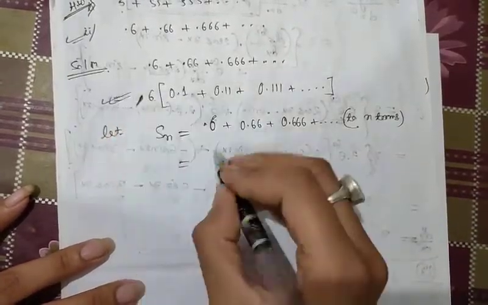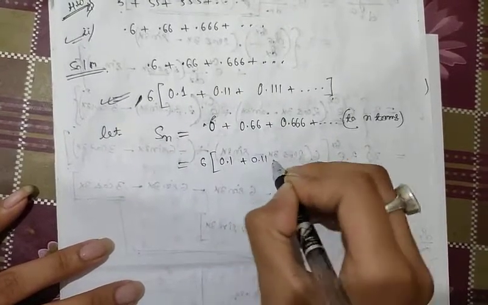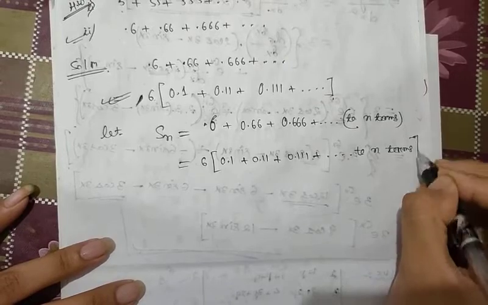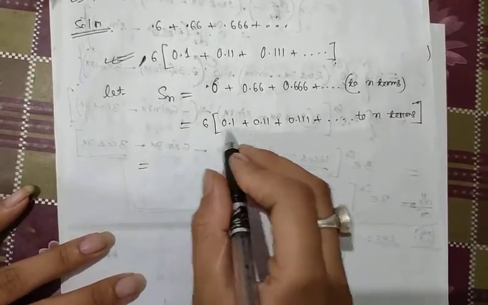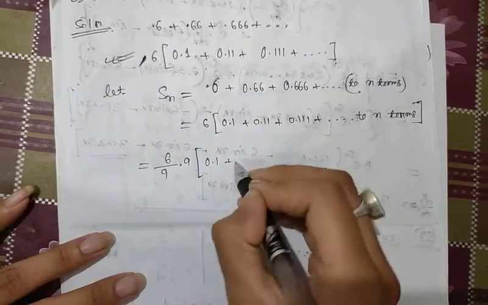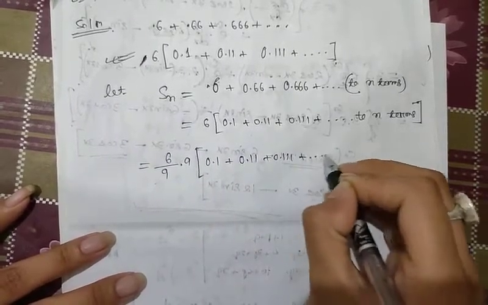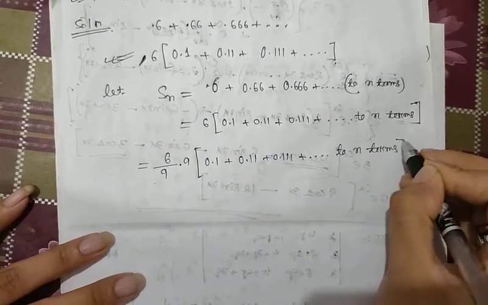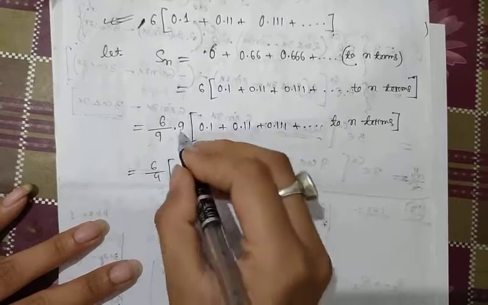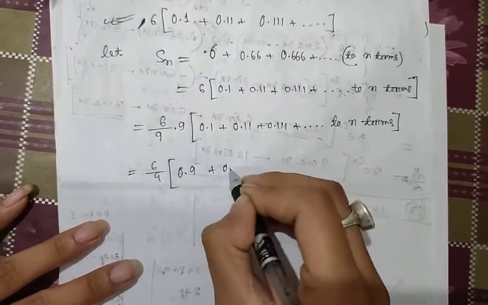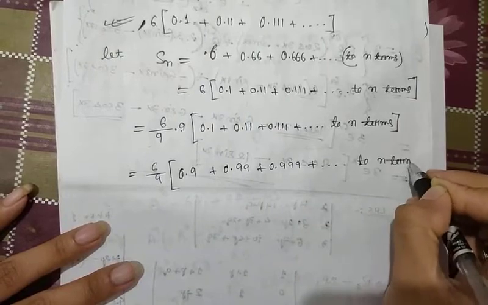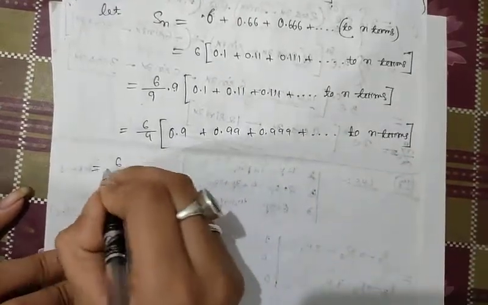Now we'll do this step. We'll take the 6 common: 0.1 plus 0.11 plus 0.111, goes on, n terms. Now what we'll do, we'll divide by 9 and multiply by 9, so that it gets balanced. Next we multiply this 9 to each term. We'll be left with 0.9 plus 0.99 plus 0.999, n terms. So 6 by 9.